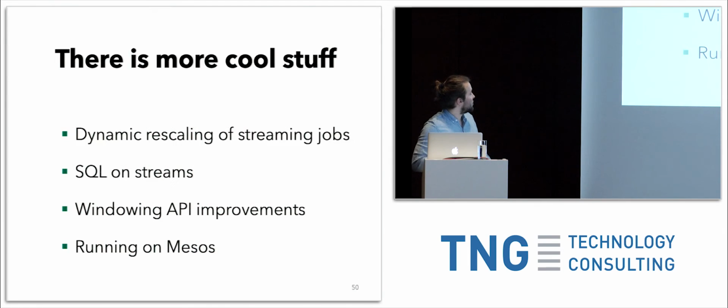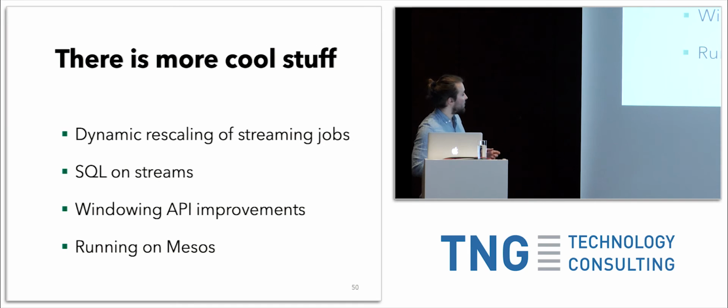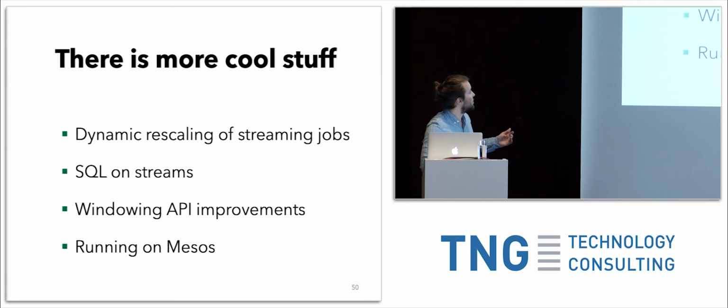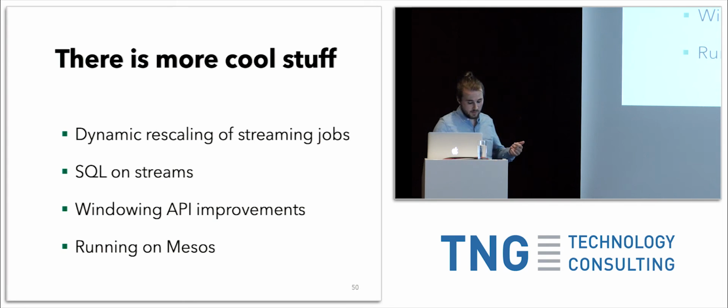Then I finally want to mention some other cool stuff that we're working on in the community, but that I don't really have time to go into. So I mentioned that you can use these savepoints to change the number of workers that are processing your job. But it might also be cool if the job would dynamically notice that there are not enough resources for processing, and then dynamically scale to more or fewer workers based on the demands. So that's one thing we're working on.